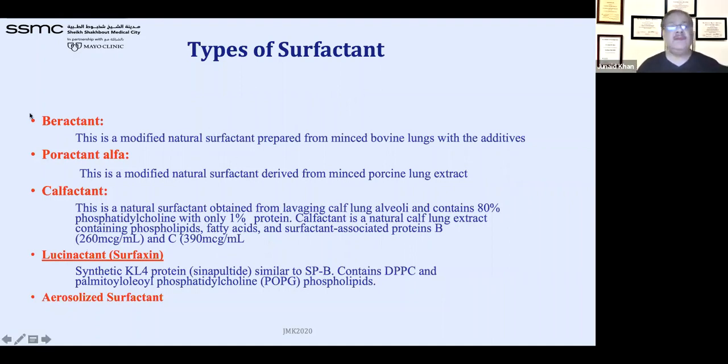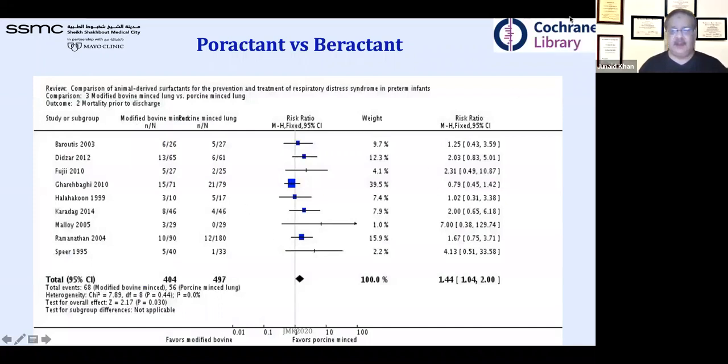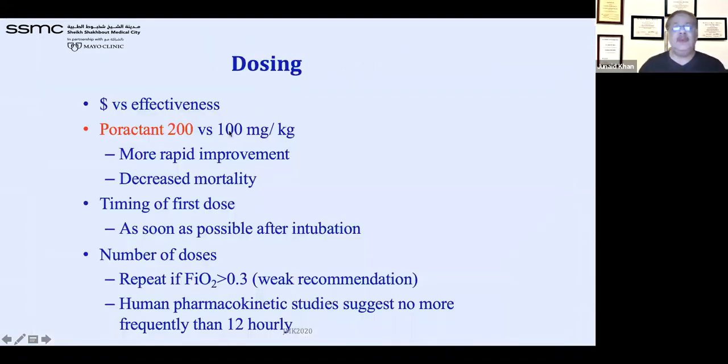The two surfactants they mainly talk about are Beractant and Poractant alpha. There is some recent work in the Cochrane library that Poractant is better than modified bovine surfactant. The reason for that is the dosing. Poractant is 200 versus 100 milligrams per kg, so the dose is high. Most of the result is because of the dosing. The good thing about Curosurf, or Poractant, is that it is low volume and high dose, compared to high volume and low dose with Survanta. So they said it gives more rapid improvement and decreased mortality.